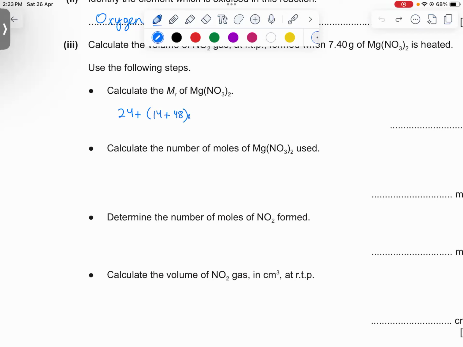So this will become 24 plus 2 times what? 14 plus 48. Or you could just do 14 plus 48 first and then multiply by 2. Both ways the answer will be the same. This is called the commutative law of multiplication and addition.